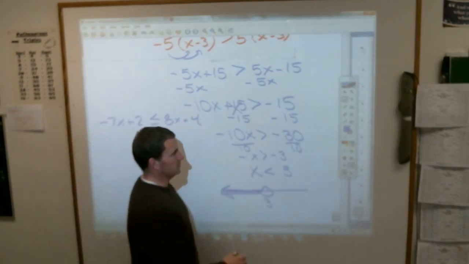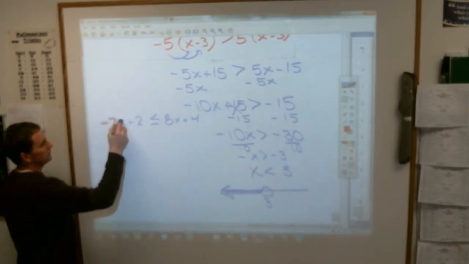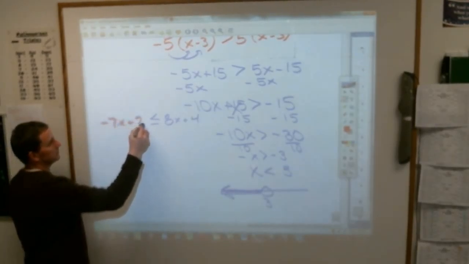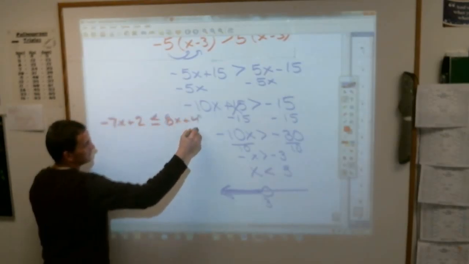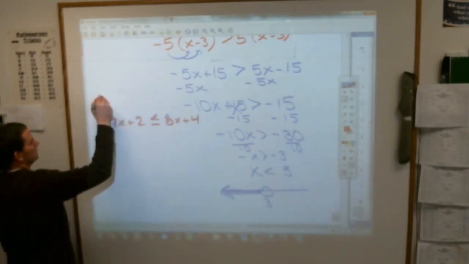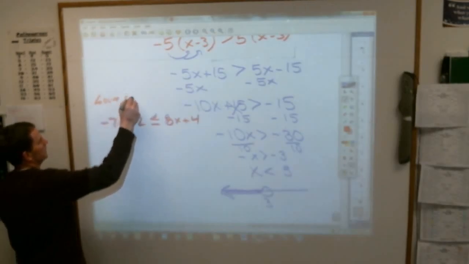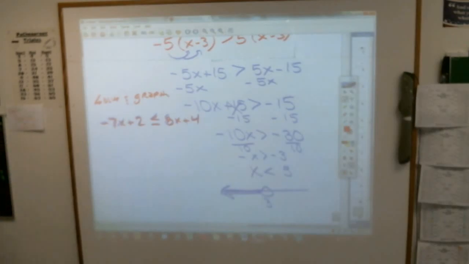See if you can get me the answer for that. Will you try that, please? See if you can get me the answer and graph it. The directions say solve and graph. Negative 7x plus 2 is less than or equal to 8x plus 4. Solve and graph.